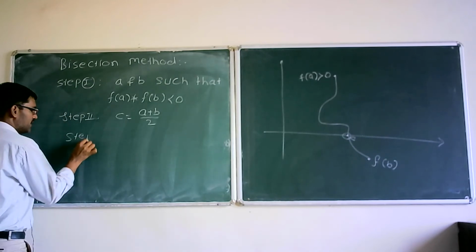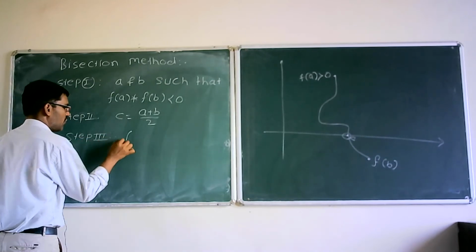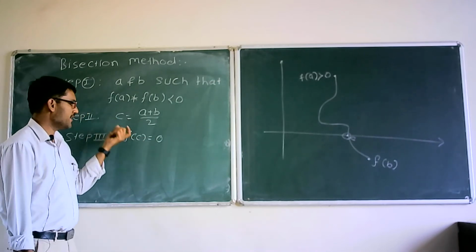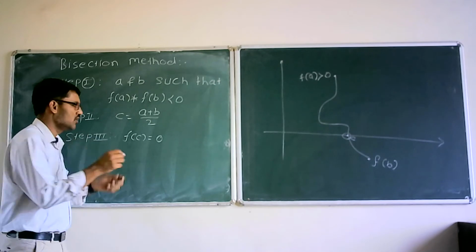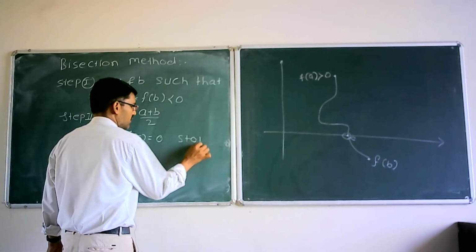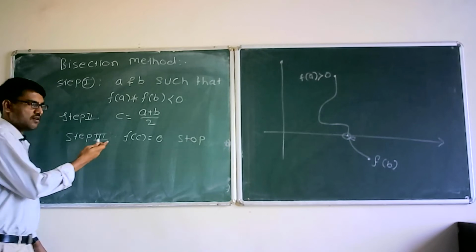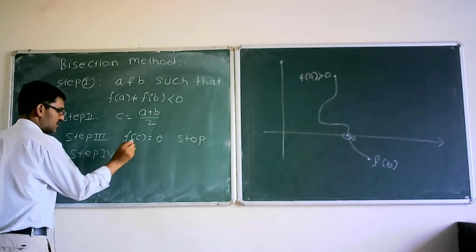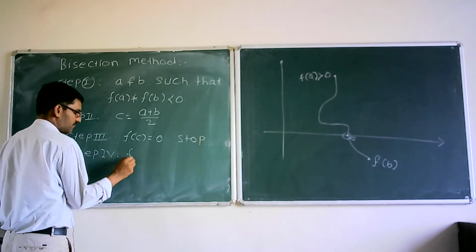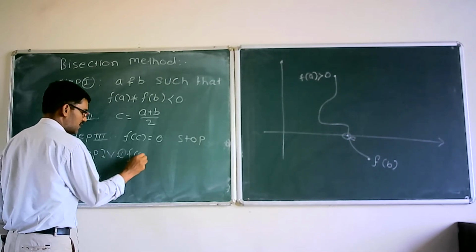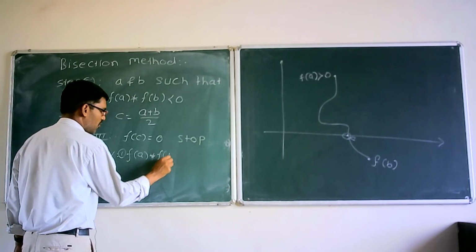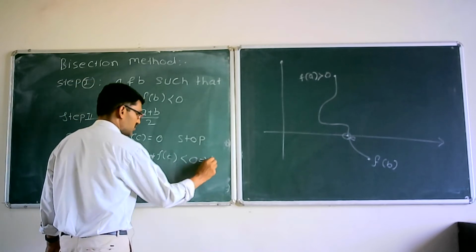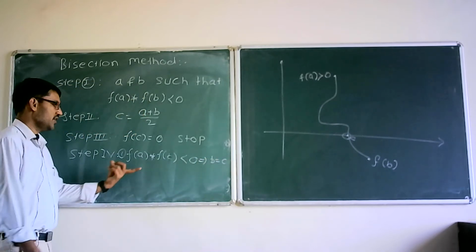Step 3, check the sign. If our f of C is equal to 0, or it is very close to 0, then stop the process. Then C is the root of our given function f of x. If it is not equal to 0, that is otherwise, then find the sign of f of A into f of C, and if it is less than 0, then B is equal to C. That is, the root lies between AC.